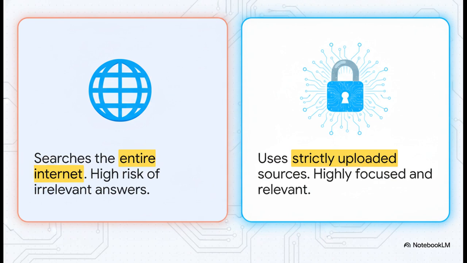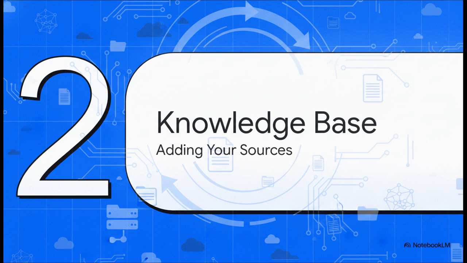With standard AI, it searches the whole internet, which, let's be honest, brings a massive risk of irrelevant answers or straight-up hallucinations. But NotebookLM restricts its knowledge strictly to your uploaded sources, so you're optimizing for highly focused, incredibly precise answers.